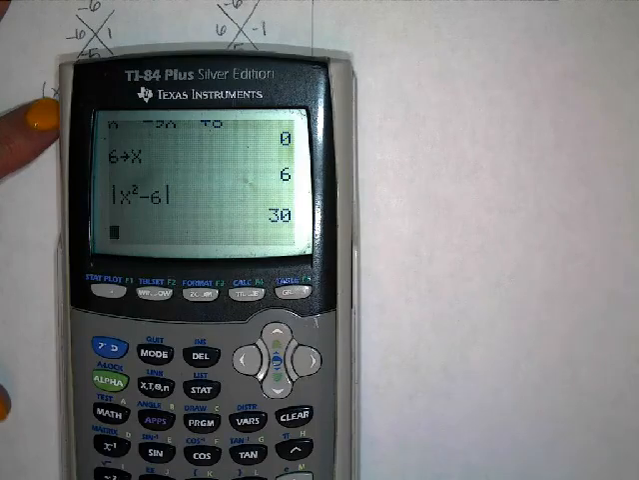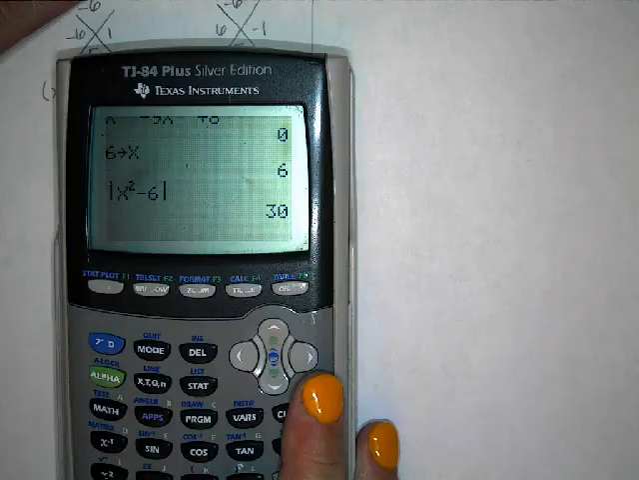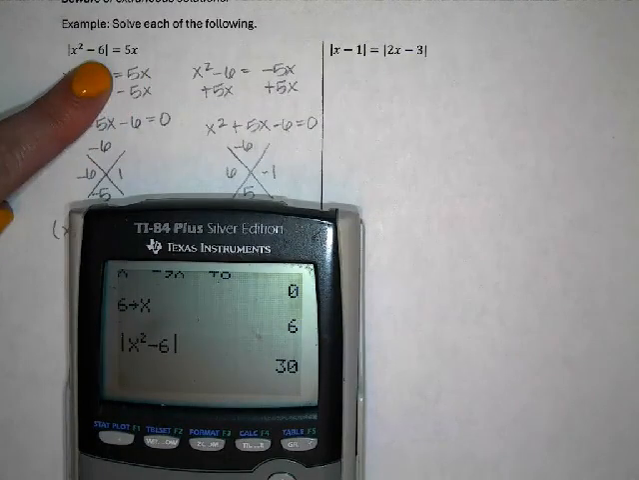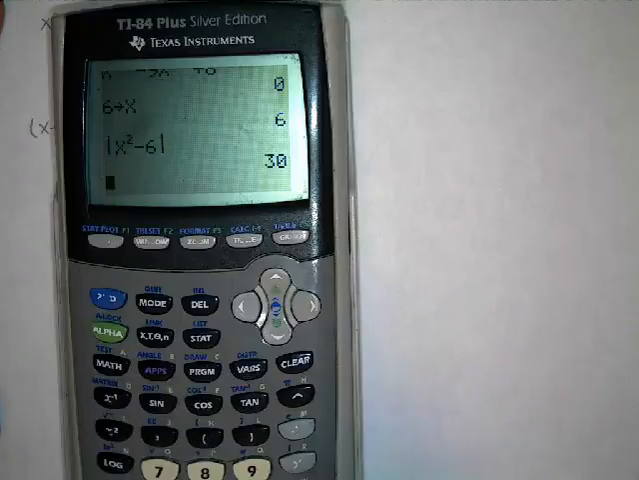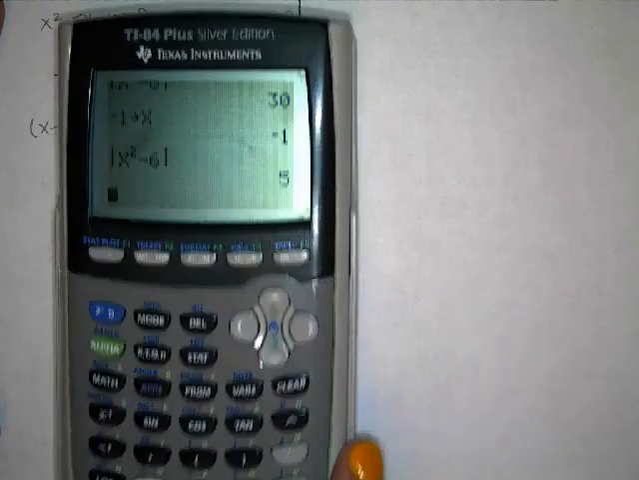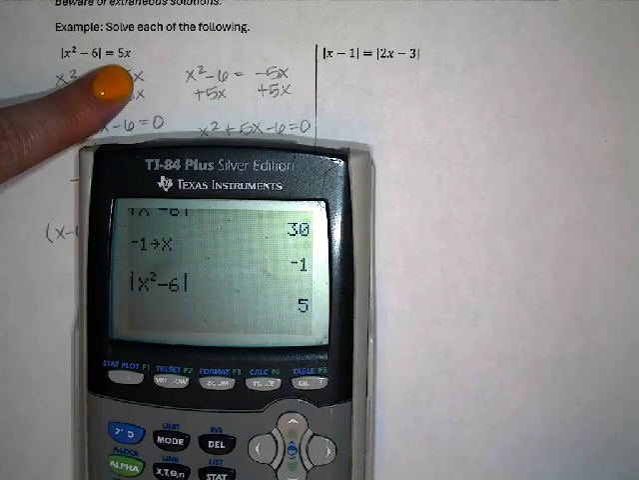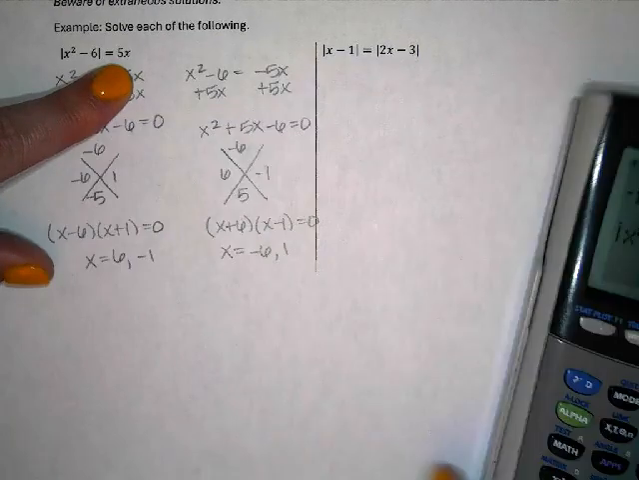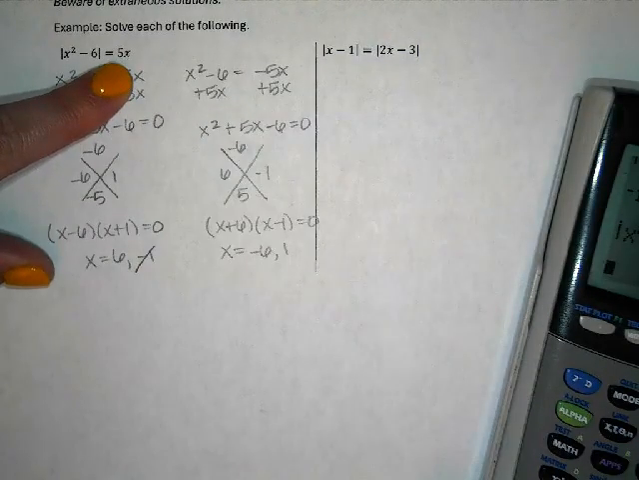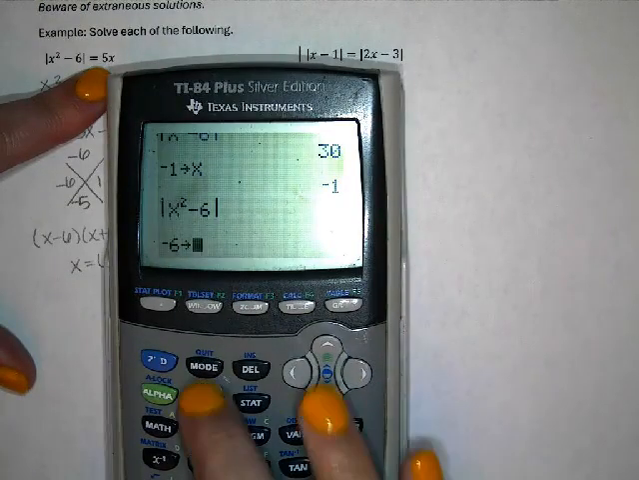Negative 1 stored for x. Plug it in. Okay, the left side is 5. If I plug negative 1 into the right side, I get negative 5. So negative 1 does not work. Okay, let's try negative 6. If we plug it in, we get 30. If we plug negative 6 into the right side, we get negative 30. So negative 6 does not work.